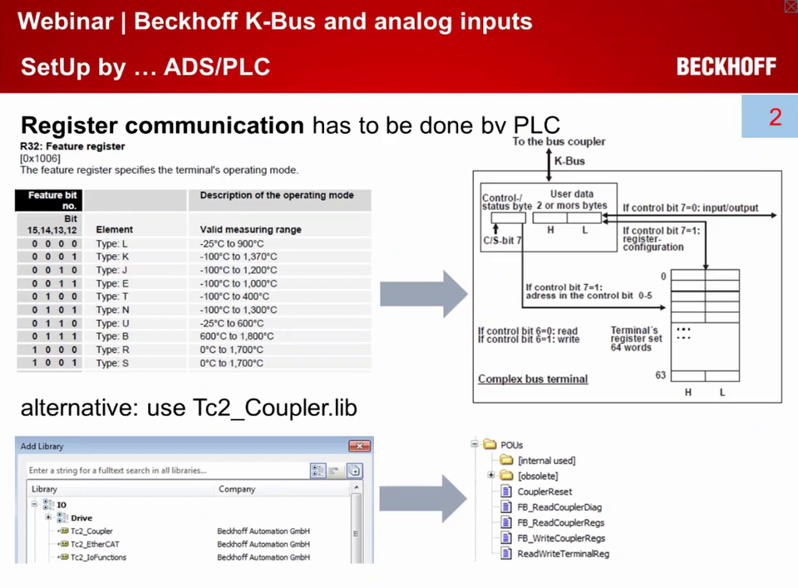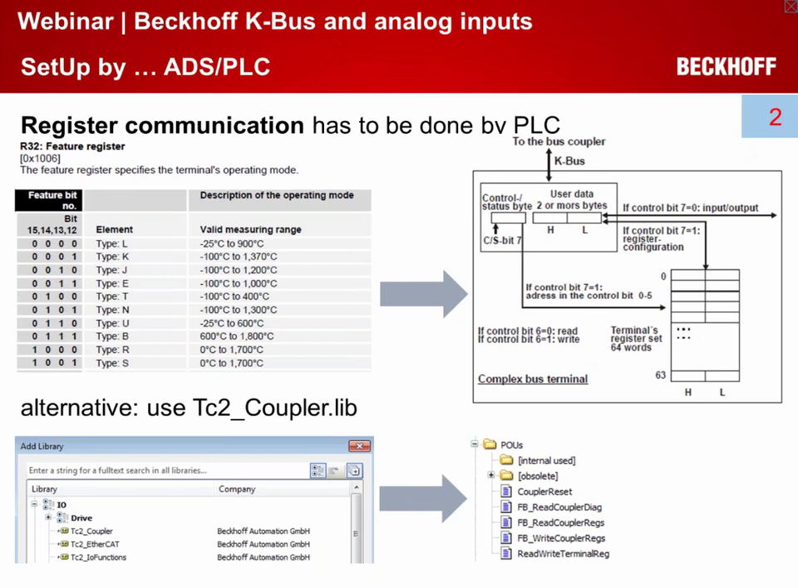The second way we have to access the registers is by PLC communication. So when you are not in engineering time, but the machine is running and the PLC is controlling everything, then maybe you want to change something in the terminals, change some registers. Then you can do this over this register communication.